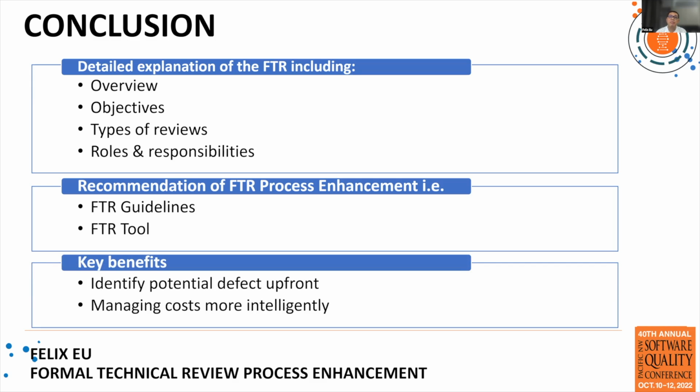The key benefits of the FDR to the organizations are clear. It is to improve the work product quality and identify the potential defects upfront to avoid any unnecessary costs being imposed in the post-release defect fixing. It is more about managing the cost more intelligently. We need to invest the time upfront to do this analysis, rather than spend a lot of time doing the rework when the defects are identified late in the validation process.